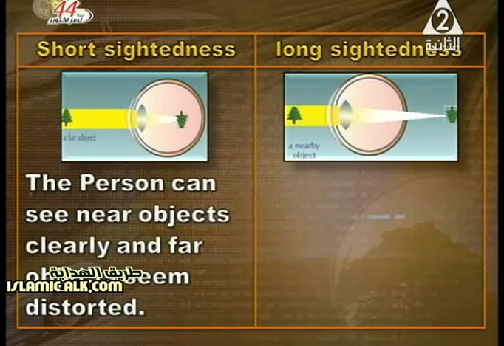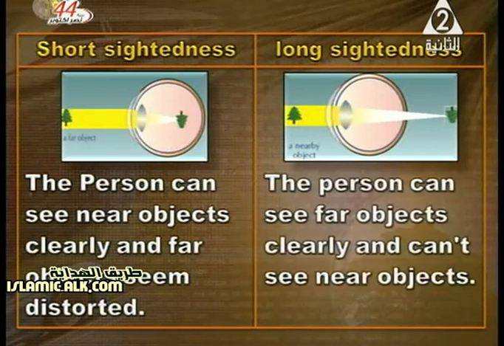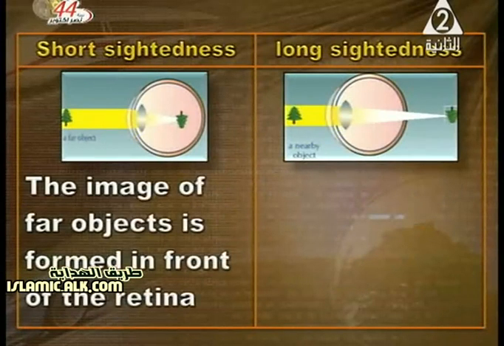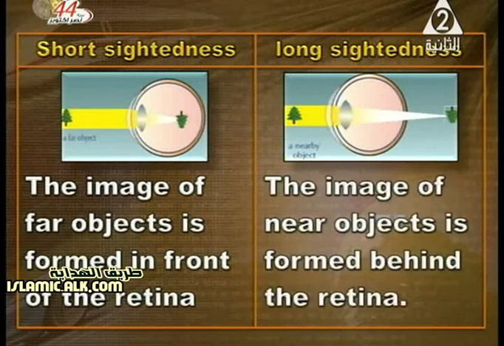In short-sightedness, the person can see near objects clearly and far objects seem distorted. But in long-sightedness, the person can see far objects clearly and can't see near objects. In short-sightedness, the image of far objects is formed in front of the retina. In long-sightedness, the image of near objects is formed behind the retina.